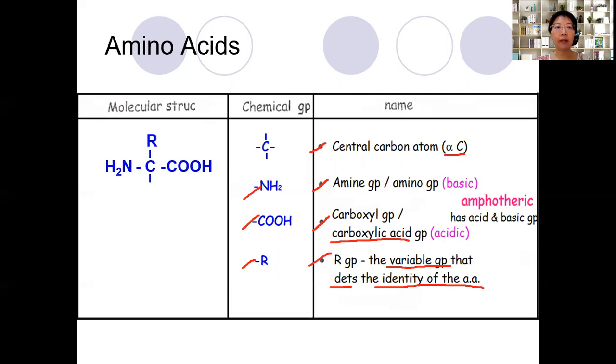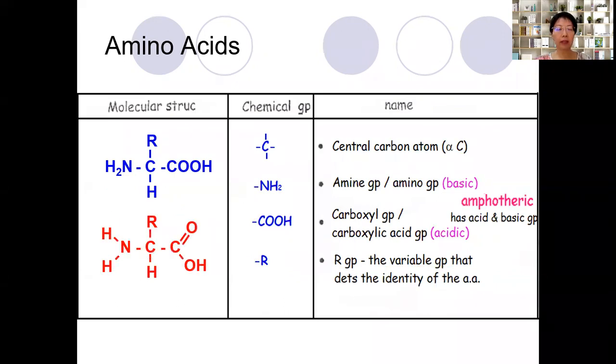The last element, at the bottom, is the H. So this is the overall structure of the amino acid. Very easy to remember: amino group, acid group, or amine group, carboxylic acid, or carboxyl group. So amino acid. Very easy to remember.